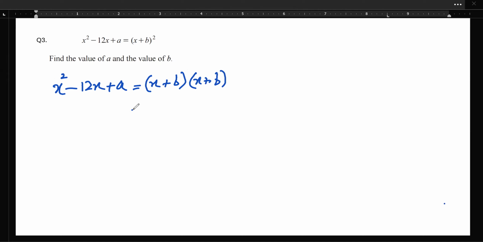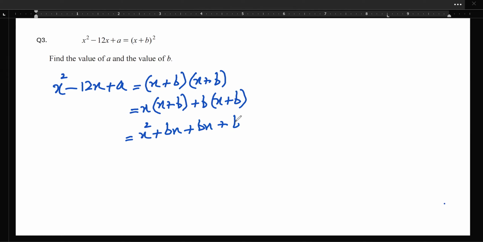Let's open the bracket on the right-hand side. So x multiplied by the second bracket, and this b will multiply by the second bracket again. It's going to be x squared, this is bx, this is bx, and this is b squared. As you can see, these other two are like terms, x power 1, x power 1. Therefore, they are added: x squared plus 2bx plus b squared. Whereas on the left-hand side, I have minus 12x plus a.